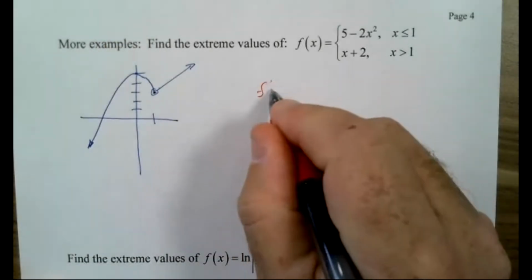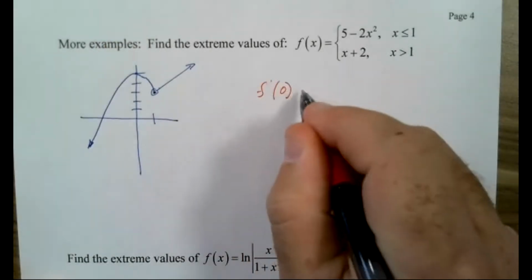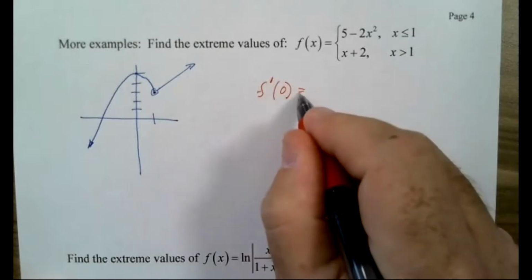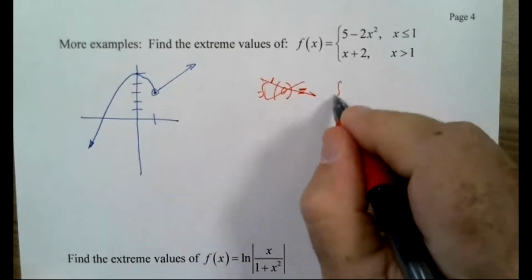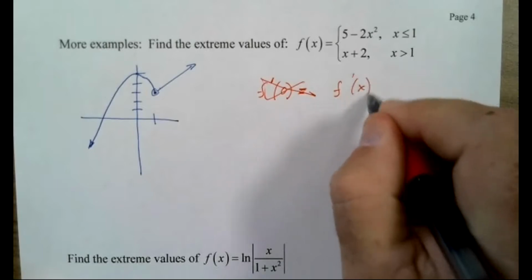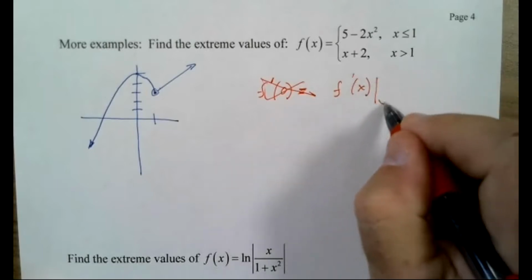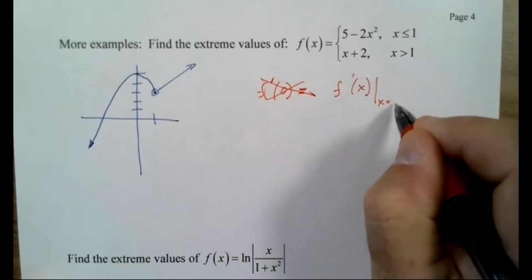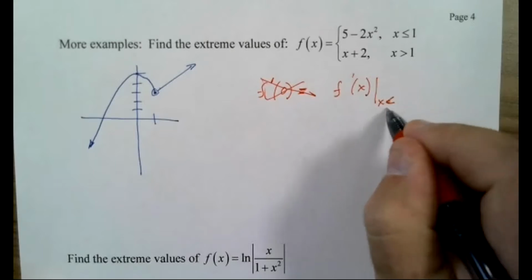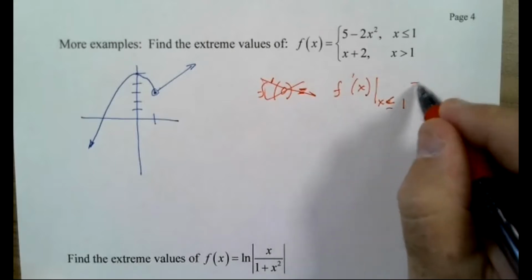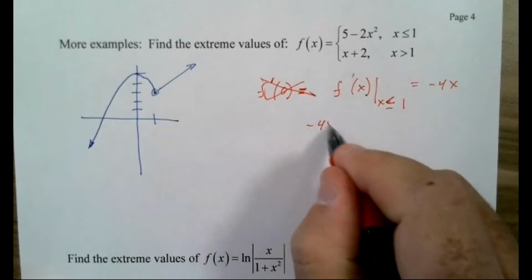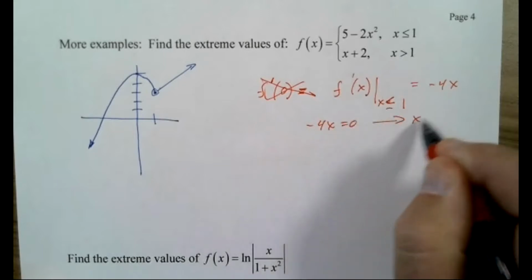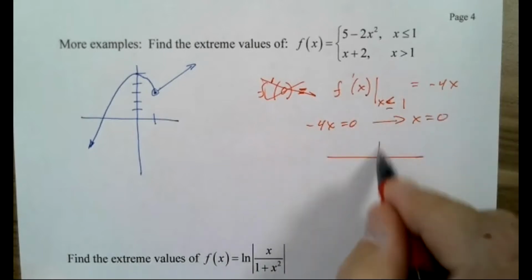So f prime of 0. See what's going on there. That's not what we want to do. f prime of x, when x is less than 1, equals -4x. -4x equals 0. x equals 0.